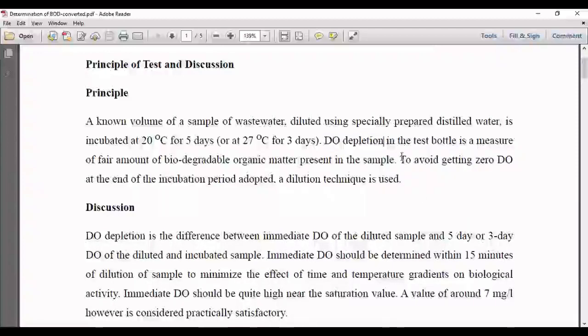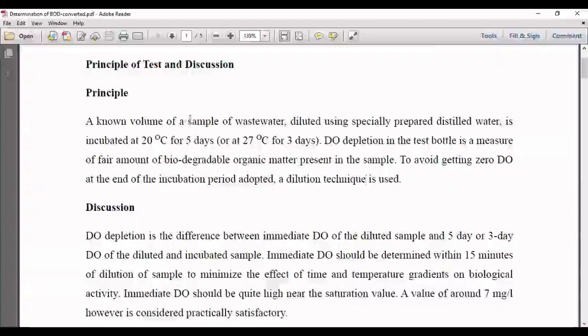Now, to avoid getting zero at the end of the incubation period, it may happen that because we have a very high organic matter in the sample of the wastewater, after incubation all the microorganisms will consume all the DO, right? This shouldn't happen, because if it is happening, we'll be getting a zero reading of DO after 3 days or 5 days. To avoid this, we are going to use a dilution technique.